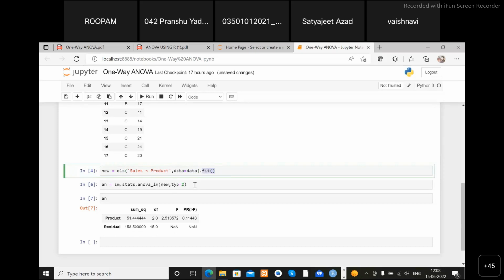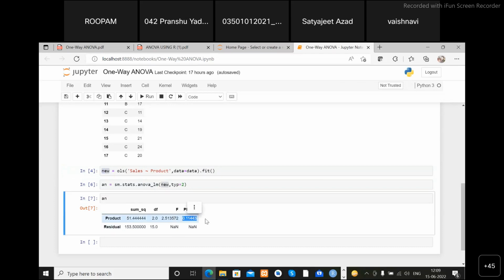And when you run this, ANOVA LM is a function for a linear model. It is a statistical model, and we are passing this model to it. You will get this kind of table. If you see this value, is it less than 0.05? No, this is not less than 0.05.